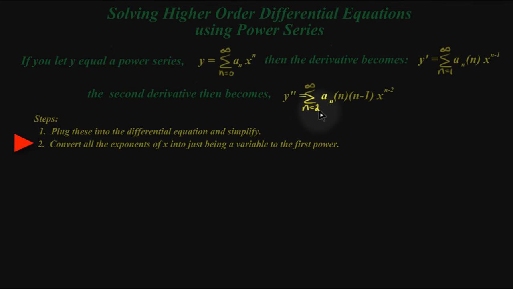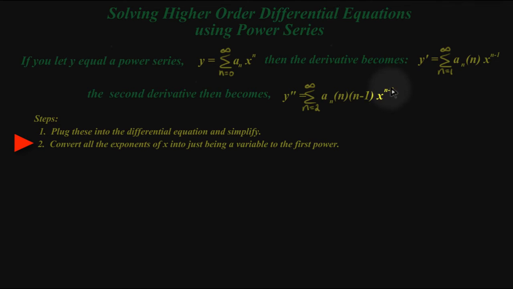What should happen is that the indices will change, as well as your n's, into variables of k, or whatever you choose. Again, you're going to let the exponent equal some variable to the first power, then solve for n, and plug in what n equals in terms of that variable into each of these. So they should all be x to the k when you're done.